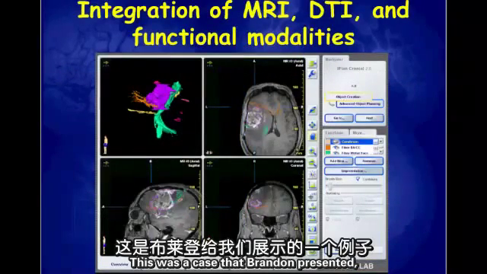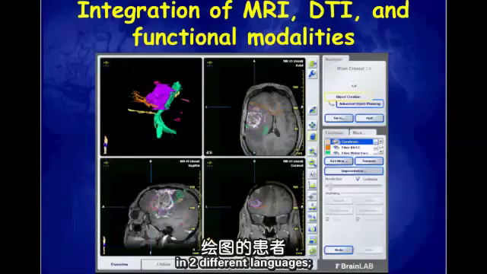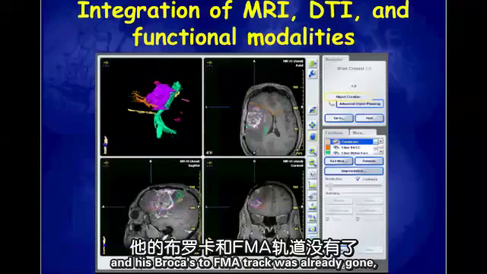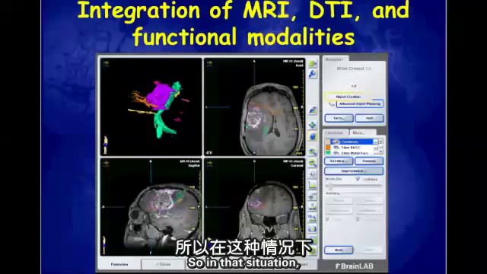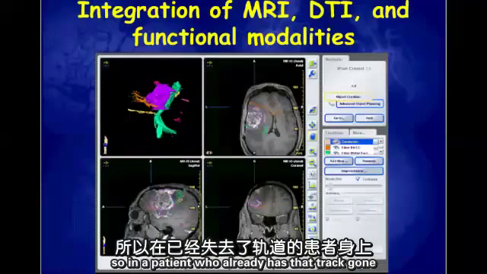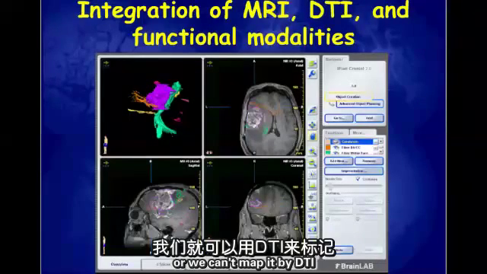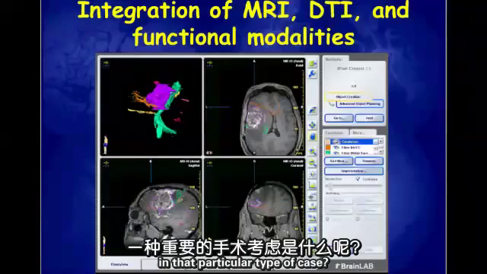This was the case that Brandon presented. This is a patient who we mapped in 2 different languages, English and Hindi. And his Broca's to SMA track was already gone. It was disrupted by the tumor. But he actually was able to talk and function and was able to do the awake mapping. So in a patient who already has that track gone, or we can't map it by DTI, what is a surgical consideration that is important in that particular type of case?